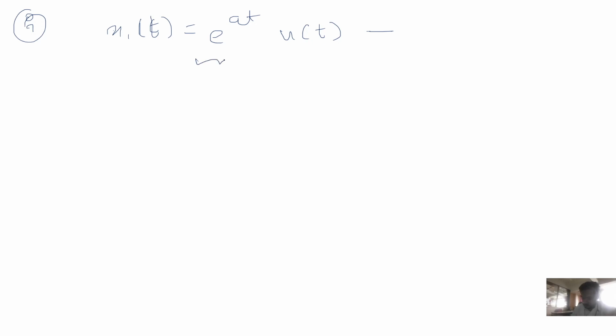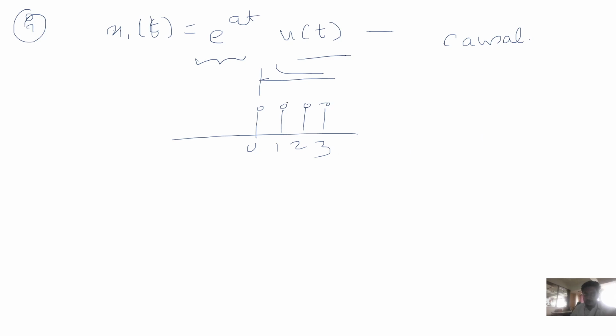Understand this, whatever the value of e raised to at is going to be there, u of t is only going to have the values in the positive, right? And therefore, multiplication with this is going to give all the values of e raised to at in the positive, and therefore, this is causal. I hope I am clear. Just the presence of this u of t is going to make this causal.